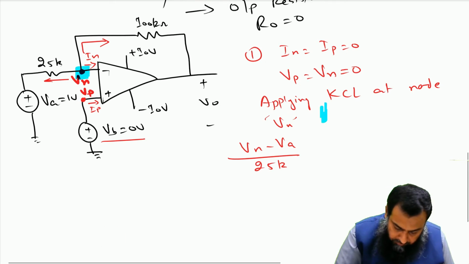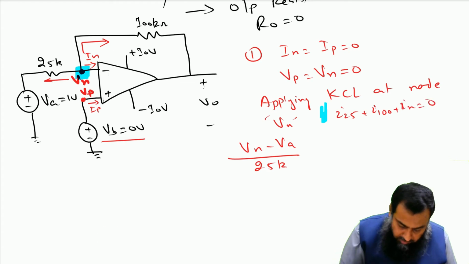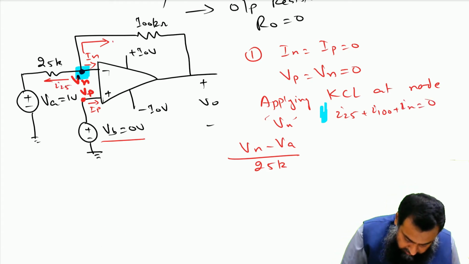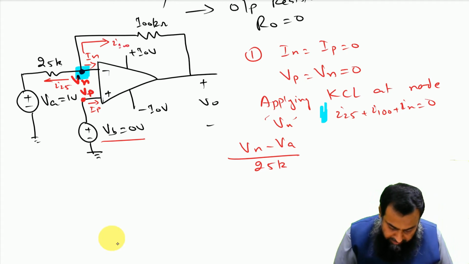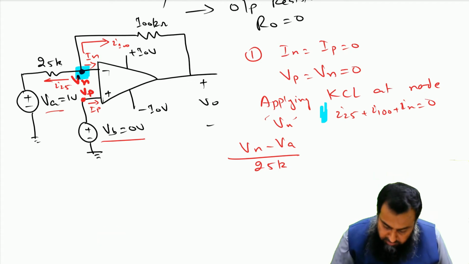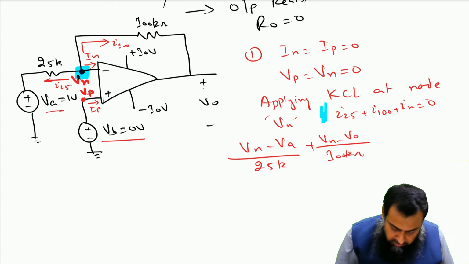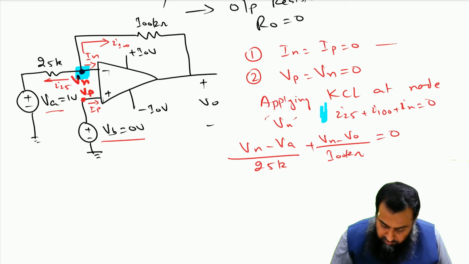So applying Kirchhoff's current law at this particular node states that we have I25 plus I100 plus In, that is equal to 0. If I say this is I25 and this is I100, then this I25 is Vn minus Va divided by this 25 kilo ohm resistance. Then we have Vn minus V naught divided by the 100 kilo ohm resistance. And In is also 0 because of the first constraint that we have applied.